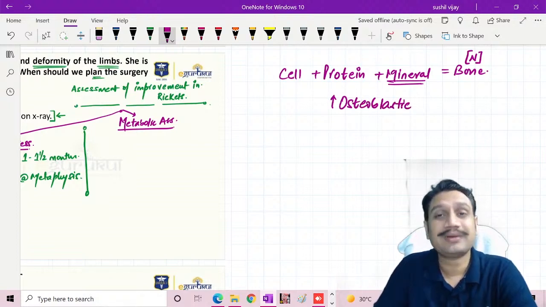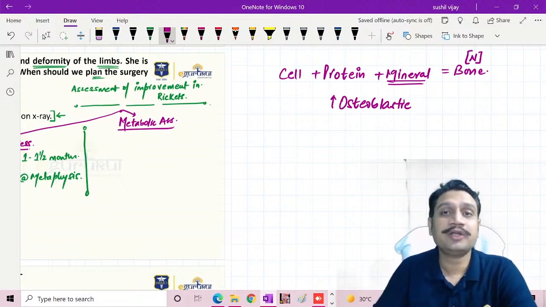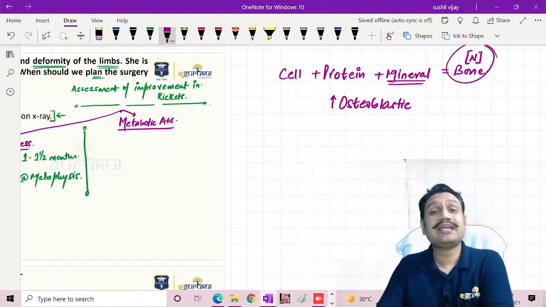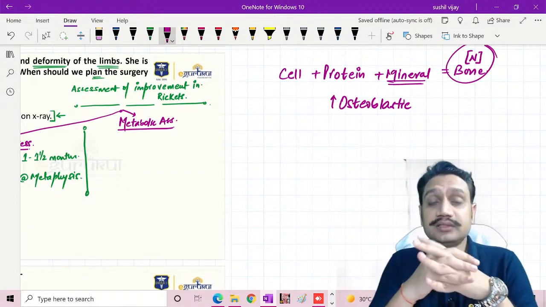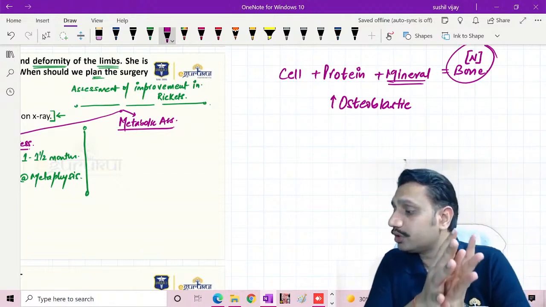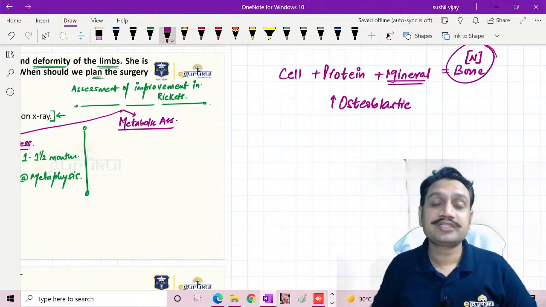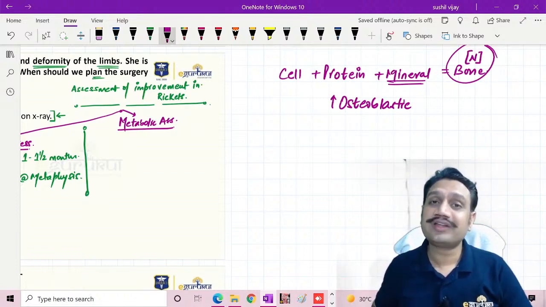What this increase in osteoblastic activity is doing is that it will keep on forming new bone. Why is it forming new bone? Because it can sense that there is something wrong with the bone. So it will keep on forming the new bone. But the point is, whatever new bone is being formed, that new bone is also defective, isn't it? The new bone is also very defective.